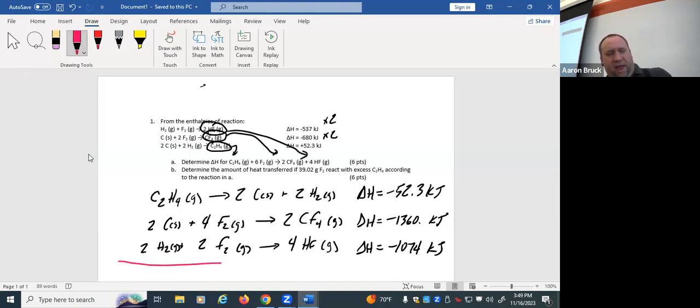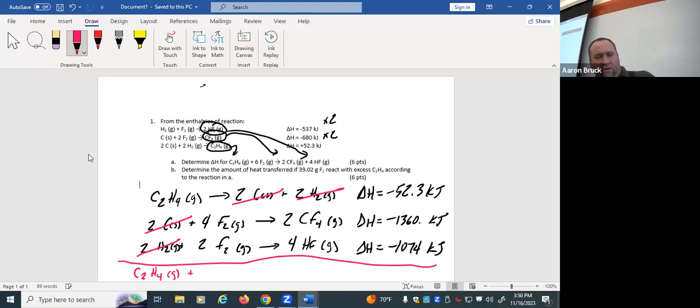So I'm going to add these together now. That's what we would do in Hess's law. And what I should see is that I've got carbons that are going to cancel. I have hydrogens that are going to cancel. Everything else is unaffected. So my final equation is going to be C2H4 in the gas phase. 4 plus 2 gives me 6 fluorines in the gas phase. And I've got 2 carbon tetrafluorides and 4 hydrogen fluorides.